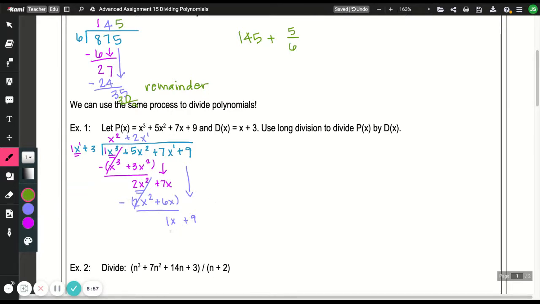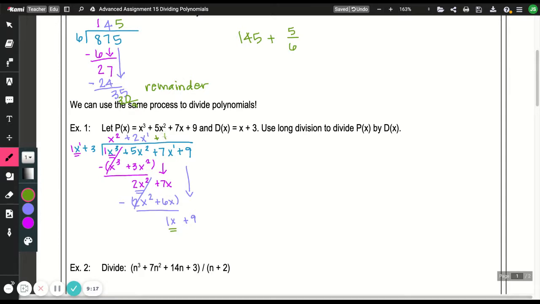Okay, so we got one last one. We look at the first term and we look at the first term. What do I multiply 1x by to get 1x? You have to have something, right? You can't just do nothing. So what do I multiply it by? Just 1. Because if I multiply 1 by x, I still get 1x.